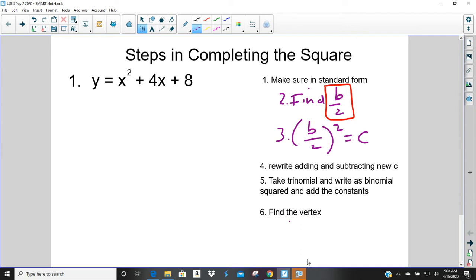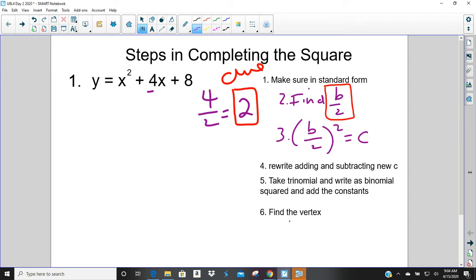So the first thing I always do is make sure it's in standard form, which it is. We have ax squared plus bx plus c. So the next thing we're going to do is find the b term divided by 2. I'm going to put this over to the side. The b term, of course, right now is 4. I'm going to do that divided by 2, which is 2. Now, what I always do is I box it. And this box is going to be my clue, because I'm going to use this in a few moments to make my binomial squared.